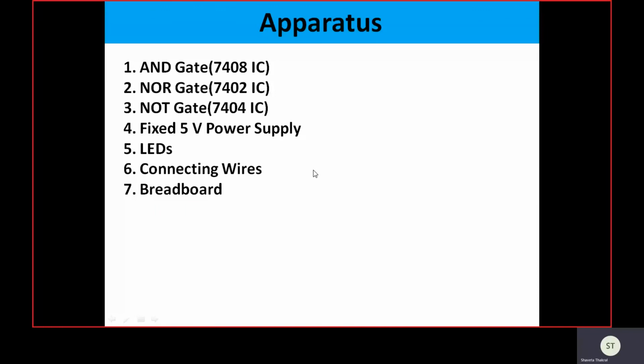If we perform this experiment physically in the labs, then we are going to make connections on the breadboard. So the apparatus required will be: we need the IC 7408 AND gate IC, the 7402 NOR gate IC, and the 7404 NOT gate IC. We need the fixed supply. We need 3 LEDs to take 3 outputs for 3 types of decisions. One number can be greater than another, or equal to another, or less than another. And we need connecting wires to make all the connections, and a breadboard on which we are going to wire up the circuit.